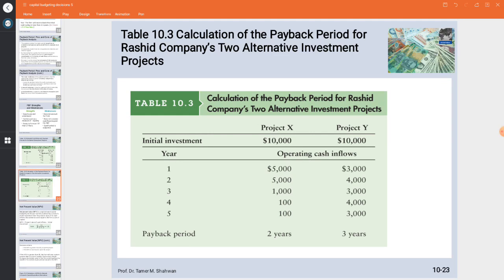Why? Because the majority of the cash flow of Project Y occurred later on, after the 3rd year. However, in Project X, there is only a small cash inflow after 2 years. But this means that the payback period is not accurate in a comparison between two projects due to these weaknesses.